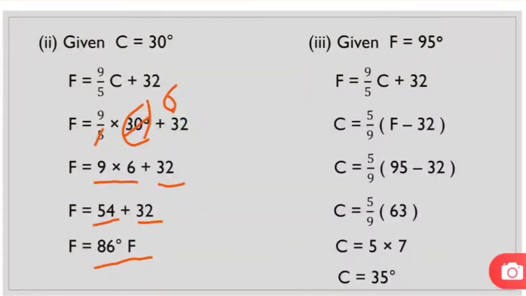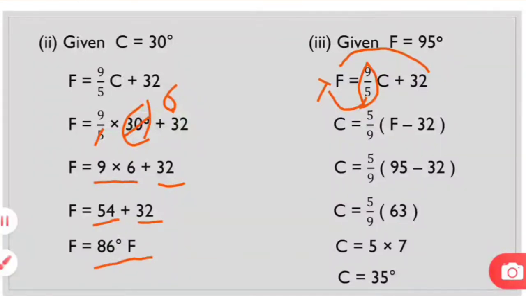Now as Fahrenheit is given and we have to convert in Celsius, let's convert the given equation into Celsius form first. When we convert to Celsius form, first we'll transpose 32 to the left hand side, so we'll get F minus 32. Then we have to transpose this 9 upon 5 to the left hand side again, so it will become 5 upon 9. So the equation will be C equal to 5 upon 9 into F minus 32.